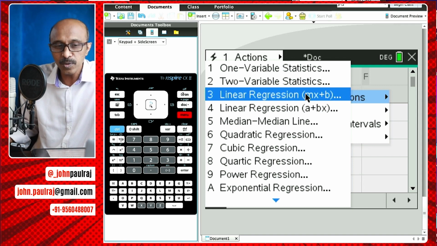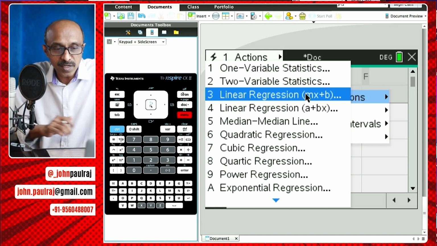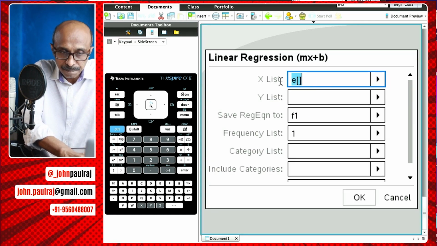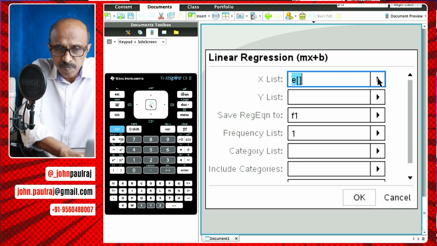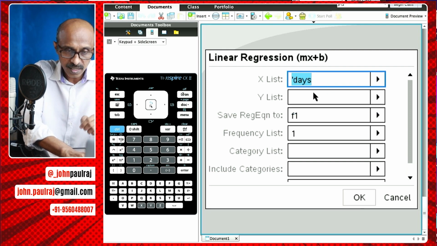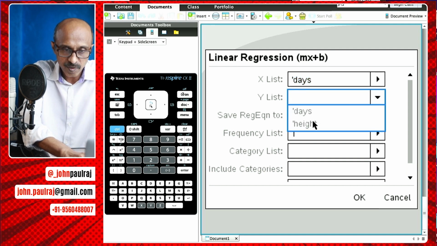You can do it there also, but I'll tell you the advantage. I'm going to give you the advantage quickly, all right? So here we go. We are going to run the linear regression here, mx plus b. Again, a similar kind of pop-up menu. Make sure you use the correct column name that corresponds to the X and the Y. And here it was days for X list, and the Y list comes from height.